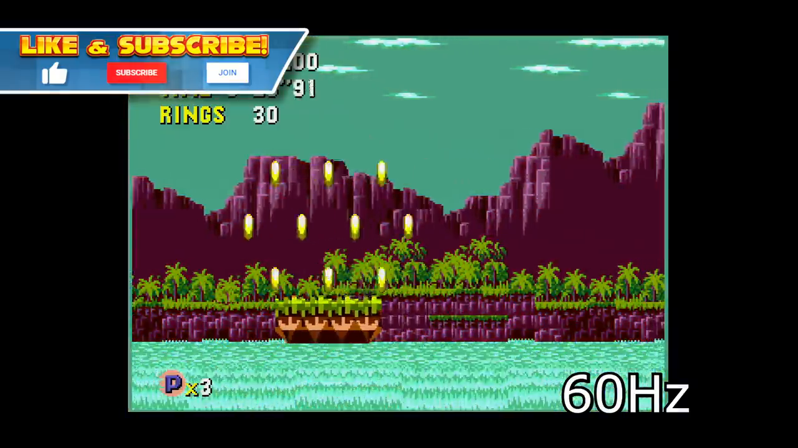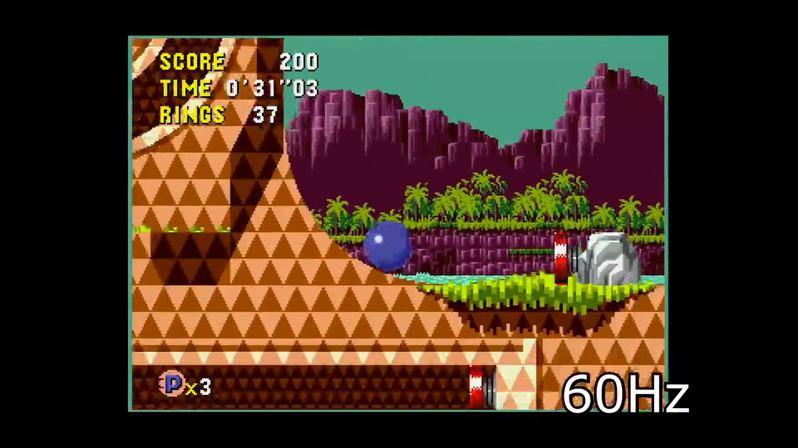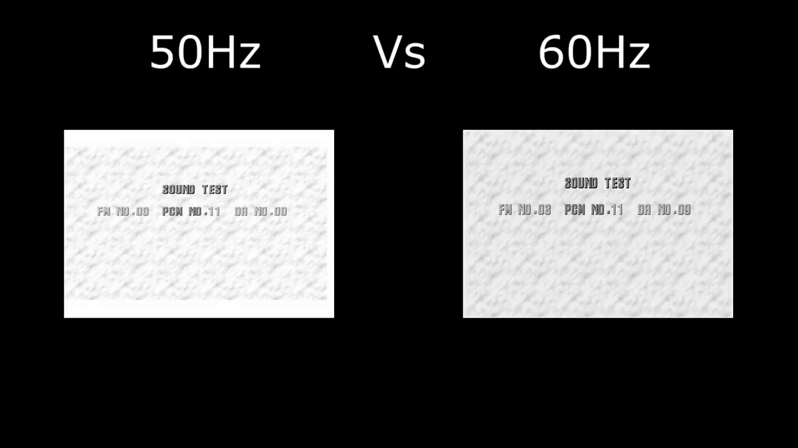Now, don't go expecting that the CD audio is going to be any different between the two. I'm actually talking about the past music, which uses the FM chip. I'm quite curious to check this out because I have no idea if it's been optimized or not. Let's have a gander. So on the left, we've got 50Hz, and on the right, we've got 60Hz. Do they actually stay in sync?